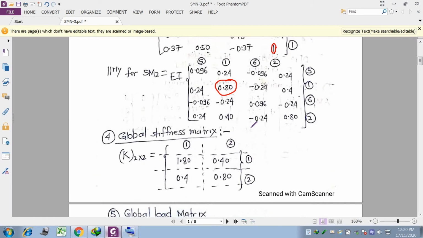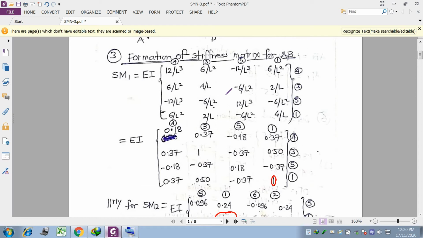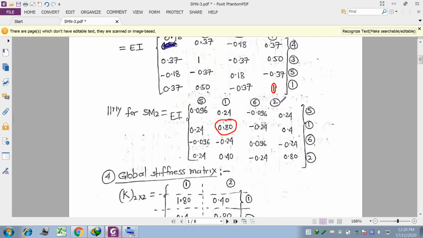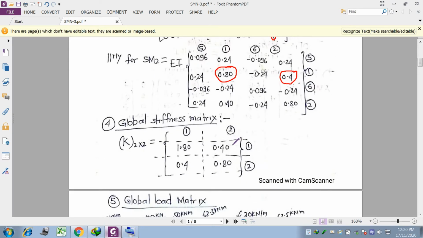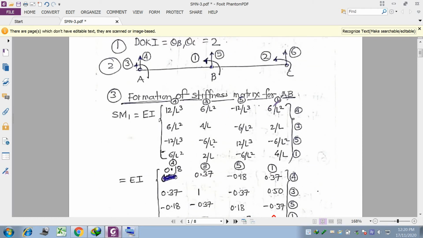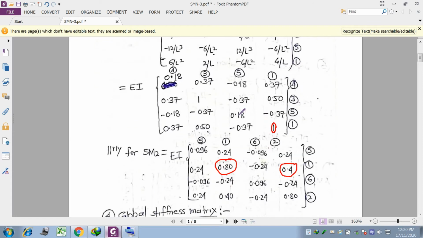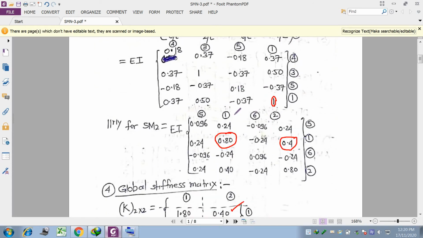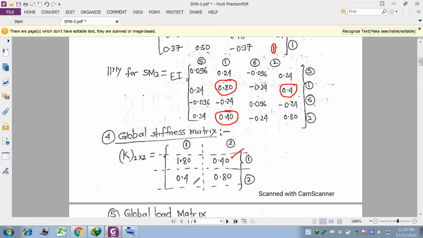Similarly, for 2, 1 we have to see from both the matrices SM1 and SM2. So 2, 1: 2 from the column and 1 from the row. Here the 2, 1 value is not there. Here also 2, 1 is there. Yes, 2 and 1, that is 0.4. So I have considered this 0.4 here. Similarly 1, 2 we have to see. Here 1, 2 is not there in the first matrix. In the second matrix, yes, 1 and 2 is there, which is again 0.4, so I have considered 0.4 here.